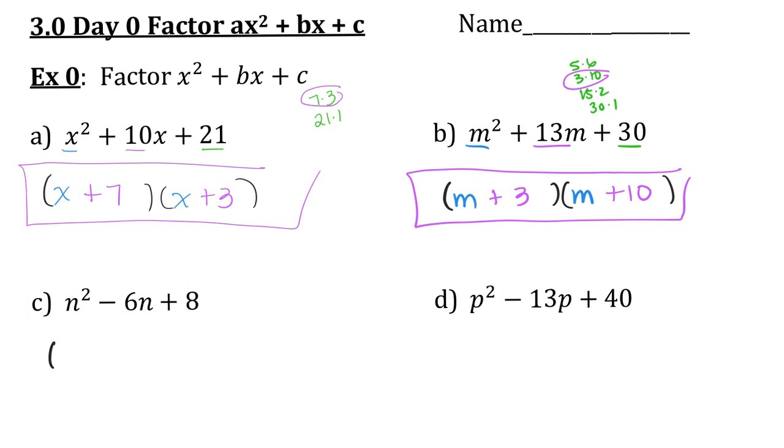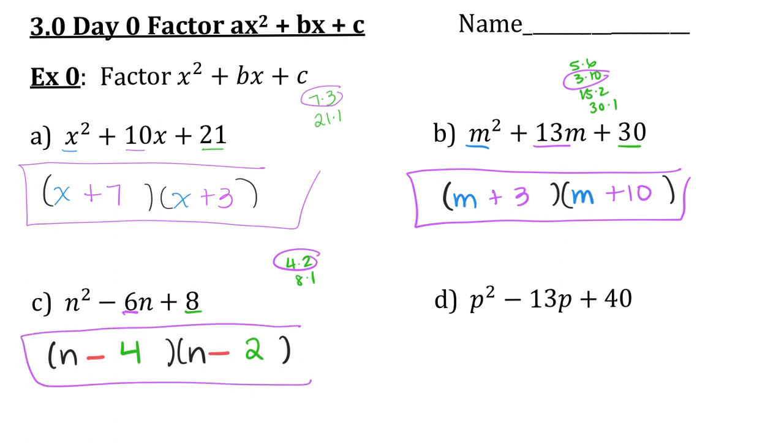Okay, let's keep going. This is going to be n. Okay, last number is 8. Could be 4 times 2, could be 8 times 1. Okay, the middle term is a 6, so it seems like it's 4 and 2. But it is a minus 6, so it has to add up to minus 6. So it's got to be a minus and a minus, so it will add up to minus 6. So I'm going to put the 4 and the 2, but I had to make them minus minus, so they add up to minus 6. If I do minus 4 times minus 2, it still multiplies to positive 8.